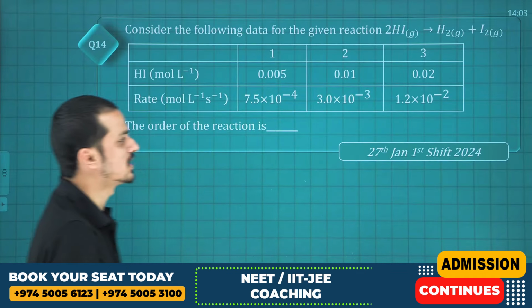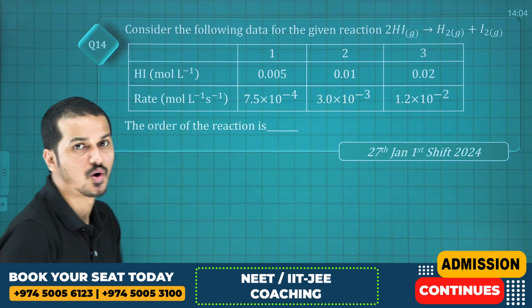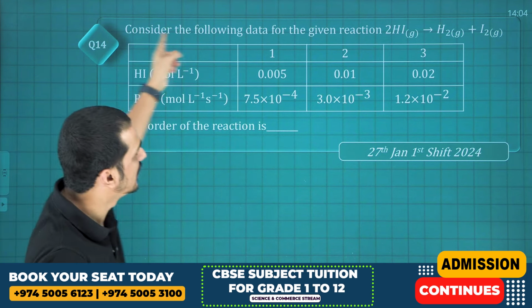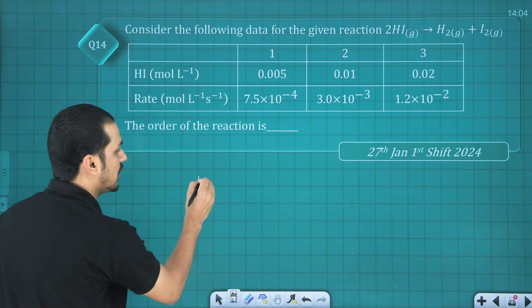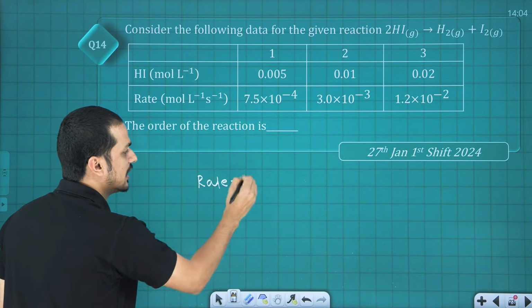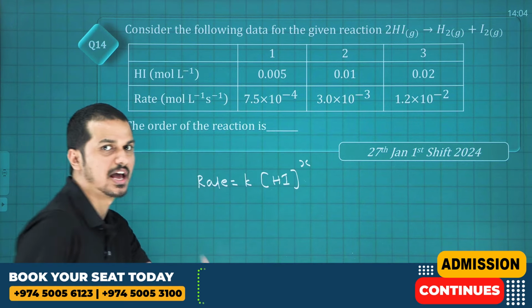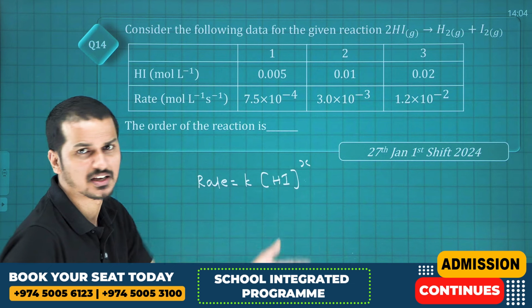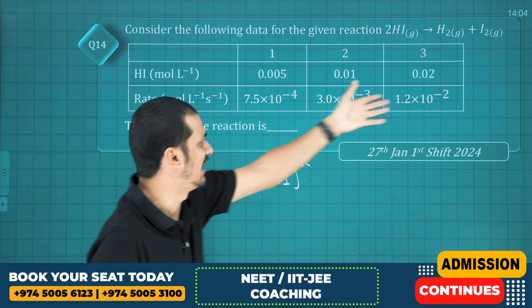This is also a 2024 question, same idea, order of reaction they are asking. They given 2HI gives H2 plus I2. So I can write the rate law equation as rate is equal to K into concentration of HI raised to X. I don't know what's the value. Now I will substitute the values. Any condition I can substitute. I will take second and third.